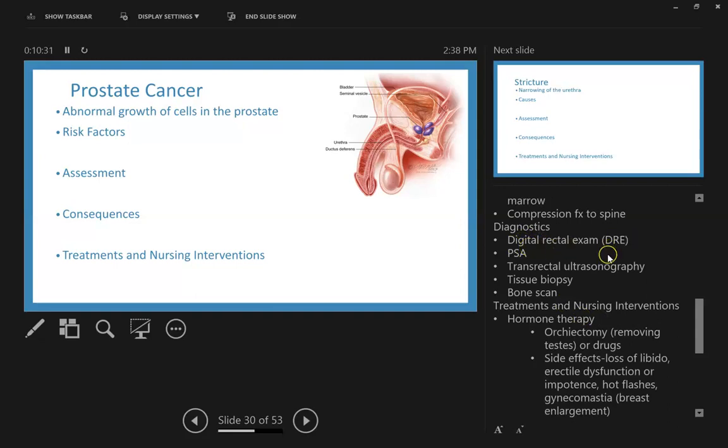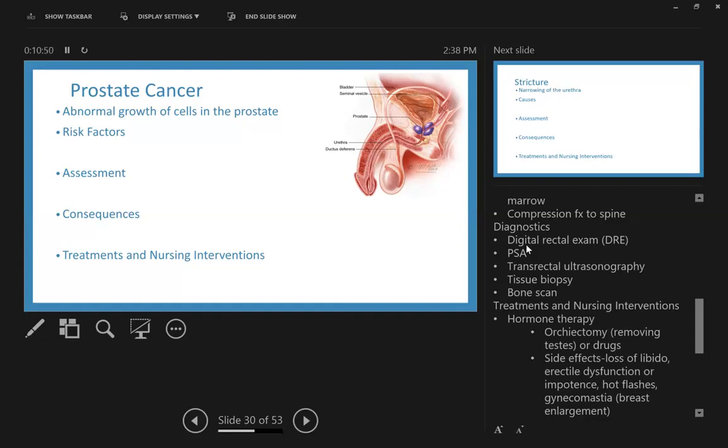Diagnostics, like I talked about, the digital rectal exam. PSA is a blood test. There is a normal range, and if it goes over the normal, that doesn't really tell us for sure that person has prostate cancer. That's the first thing that the person needs to know. It's just a screening for it.